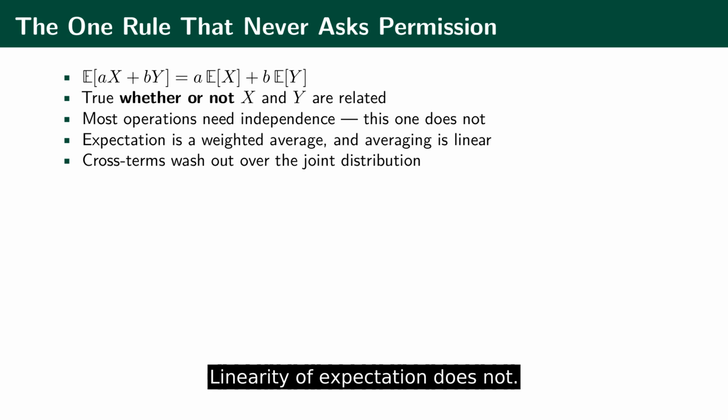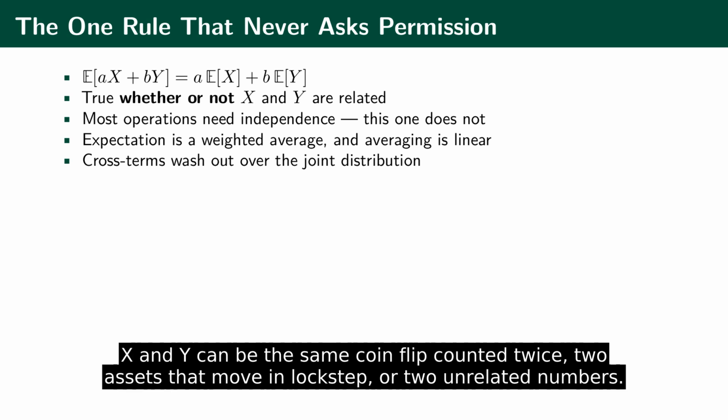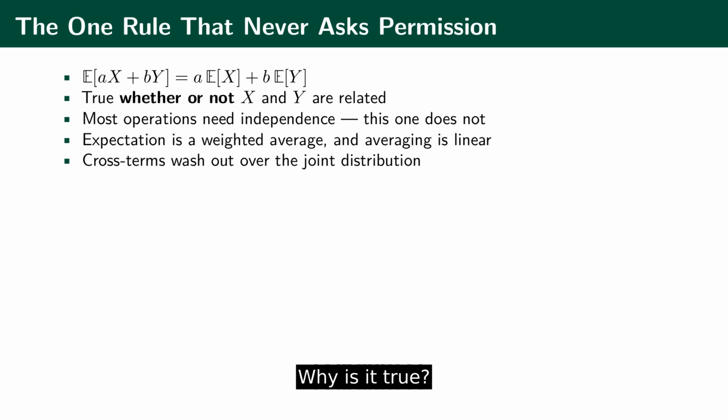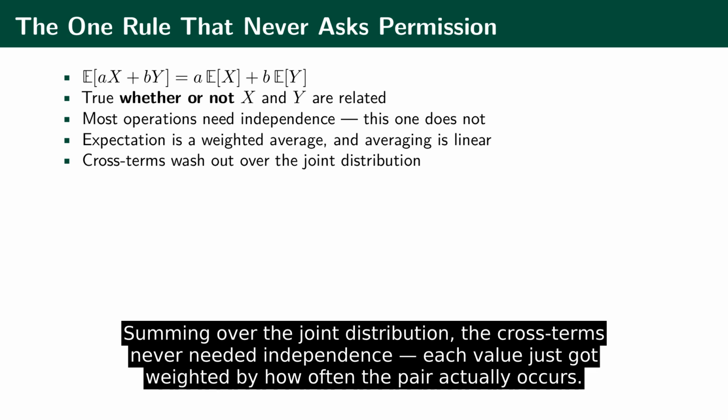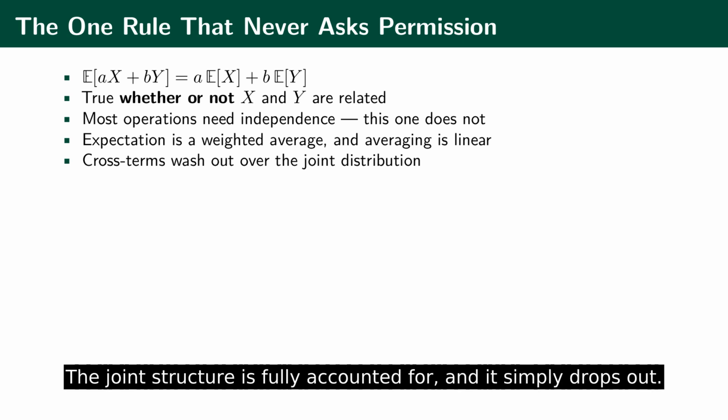X and y can be the same coin flip counted twice, two assets that move in lockstep, or two unrelated numbers. Why is it true? Expectation is a weighted average, and averaging is linear. Summing over the joint distribution, the cross terms never needed independence. Each value just got weighted by how often the pair actually occurs. The joint structure is fully accounted for, and it simply drops out.